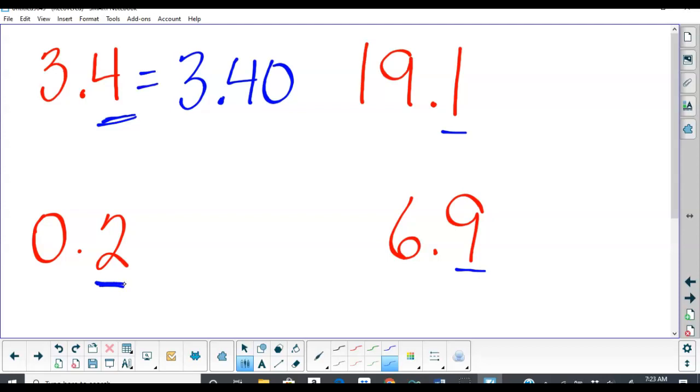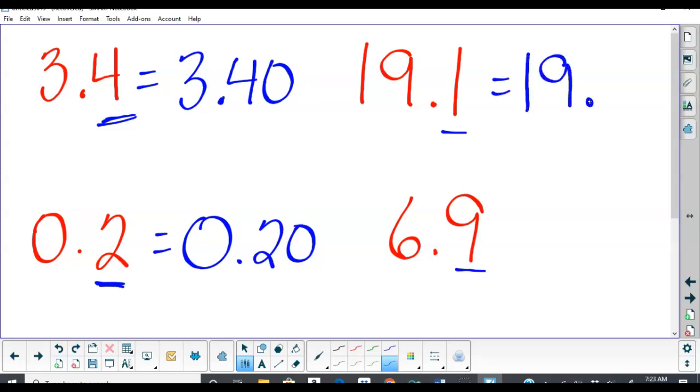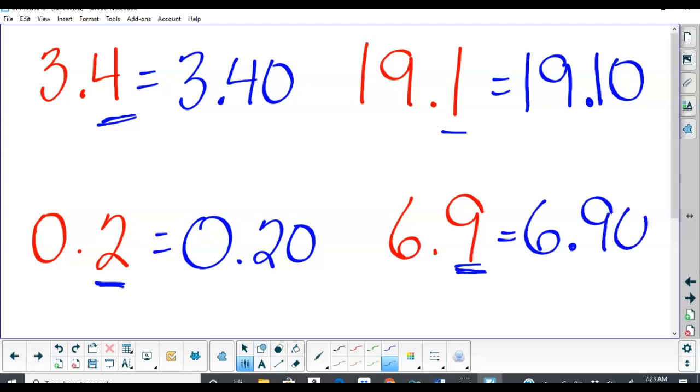2 tenths, 2 times 10 is 20, so it's 0 and 20 hundredths. 19 and 1 tenth, 1 times 10 is 10, so it's 19 and 10 hundredths. 6 and 9 tenths, 9 times 10 is 90, so 6 and 90 hundredths.